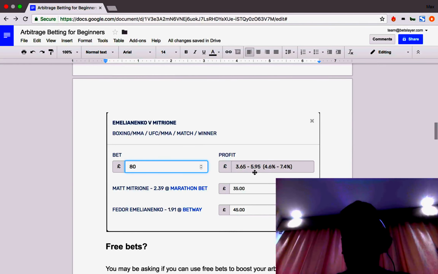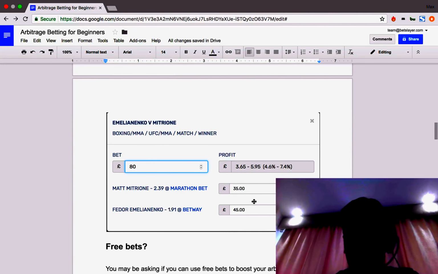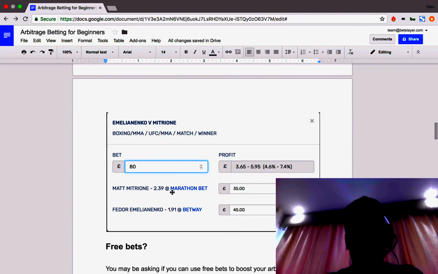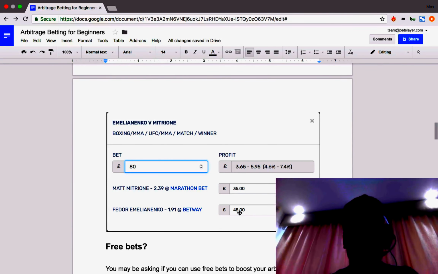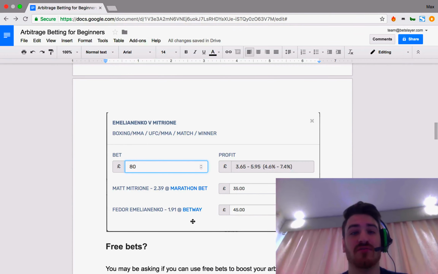And all you do to calculate the profit is actually very simple. All we'd be doing is timesing £35 by 2.39, which would make us £83.65. You can do it on your calculator along, or if this happens, £45 times 1.91 would be £85.95, and our total stake is only £80, so that's all guaranteed profit.